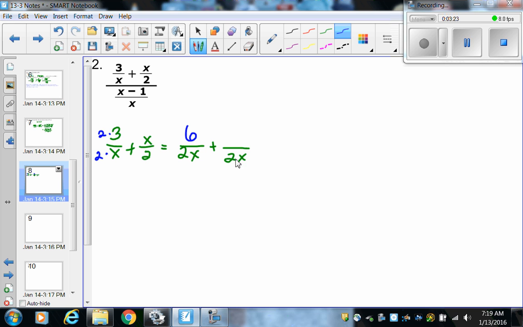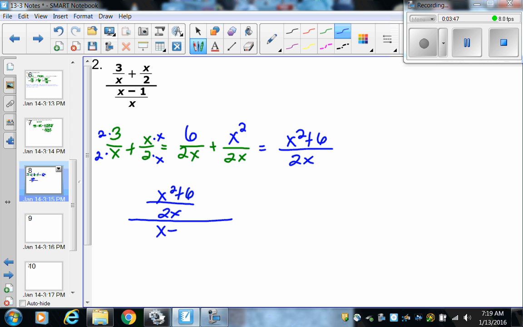The second one, in order for 2 to become 2x, you have to multiply by x. So x times x gives me x squared. And then if I combine these, that's just going to be x squared plus 6 over 2x. So what I really have on this problem is x squared plus 6 over 2x divided by x minus 1 over x. So we're going to use the keep, change, flip.